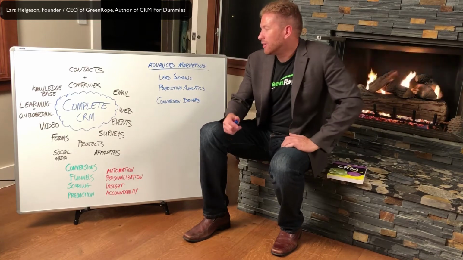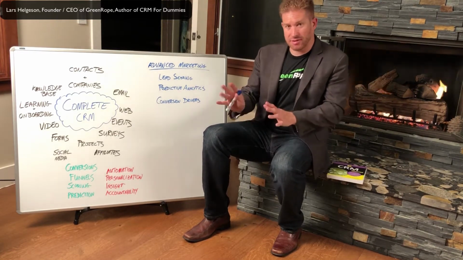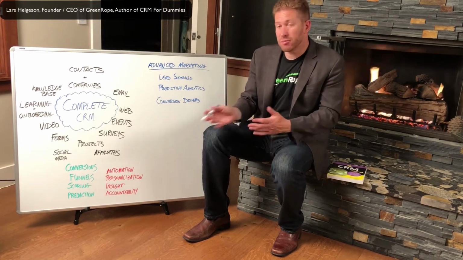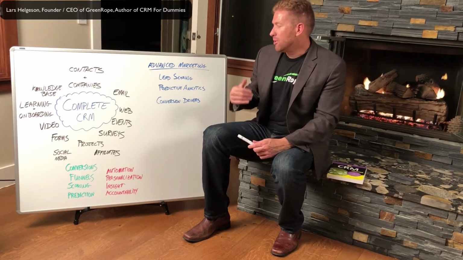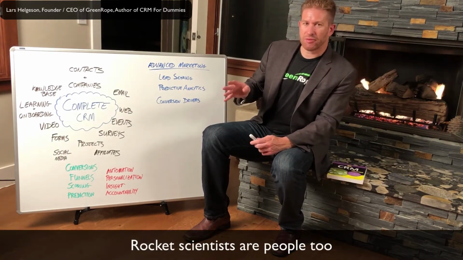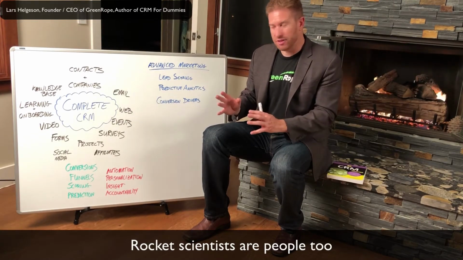Today we're going to talk a little bit about some advanced topics in marketing. Now that doesn't mean you have to be a rocket scientist to do this. The ideas behind this are relatively simple and they're actually pretty easy to use in GreenRope, but a lot of companies don't have access to this kind of data because it's really reserved for what they think are data scientists and super advanced mathematical geniuses.